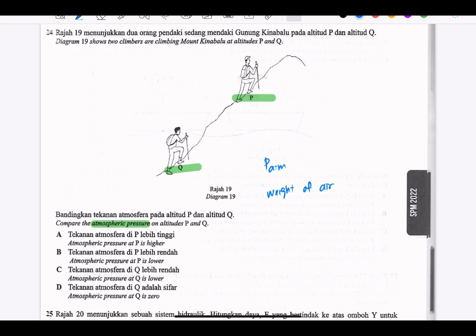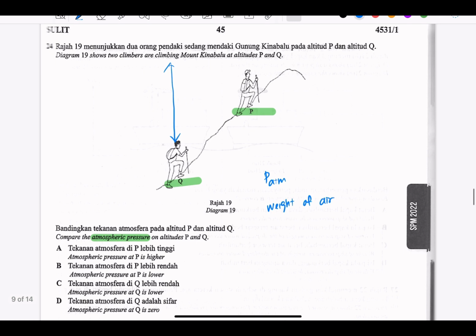above the object. So now for the climber Q, this is the weight of the air above these positions. Meanwhile, for position P, this is the weight of air. So definitely the pressure will be higher over here, because of the lower altitude, and the atmospheric pressure is smaller.